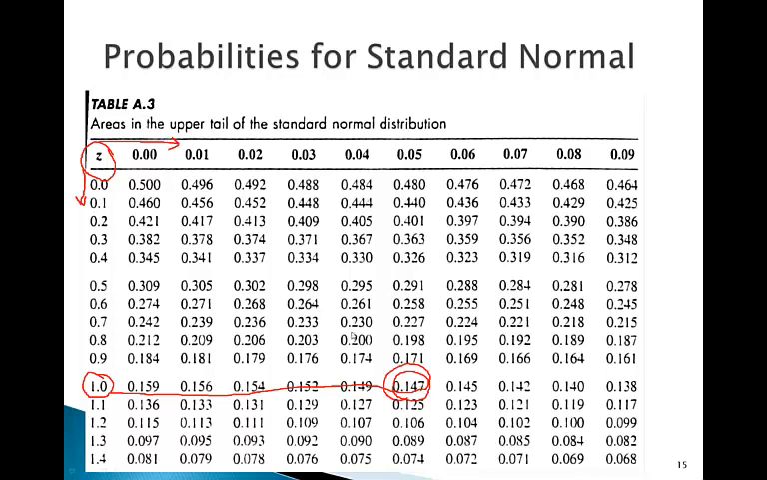If your z-score was 1.31, for another example, you would come down the side to 1.3 and then go over to 0.01. So 1.31 would be the z-score.